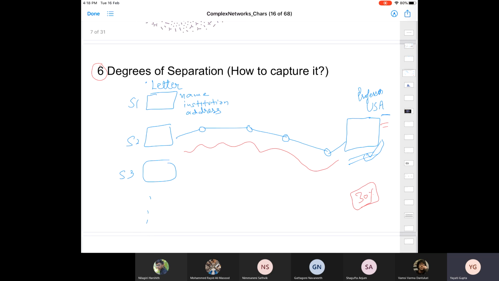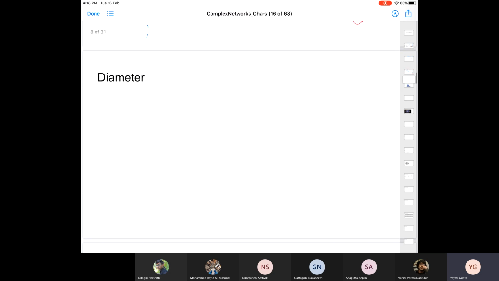Okay. Now, how can I see it in a network? Let's say I'm given a network and I want to figure out what the degree of separation is in this network. I want to quantify this thing. How can you do that? So the very first thing is you can look at the diameter of a network. Do you know what diameter is?